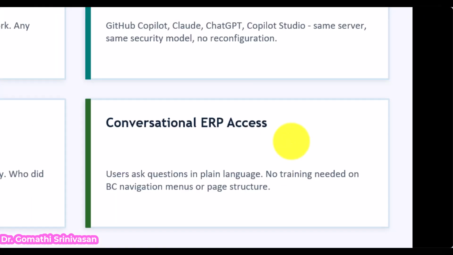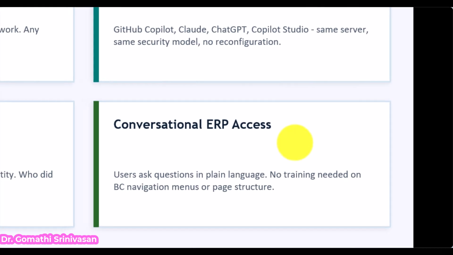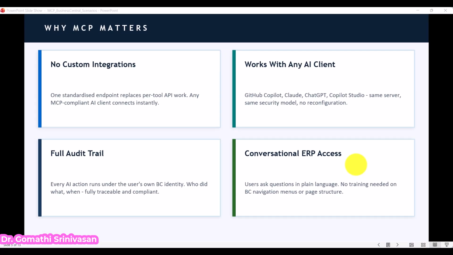So, why does MCP matter? Let's look at the 4 highlighted benefits which I always recommend. The first one is no custom integration. Previously, every AI tool needed its own custom connection to Business Central. With MCP, there is one standardized endpoint. Any compliant AI client connects instantly with no extra development or deployment work.